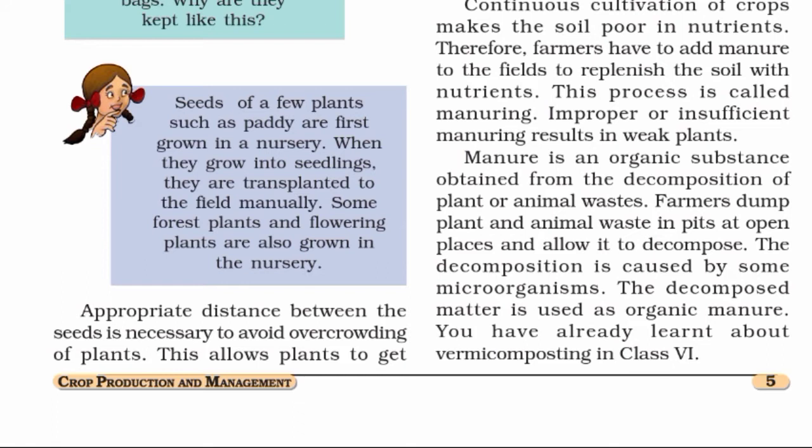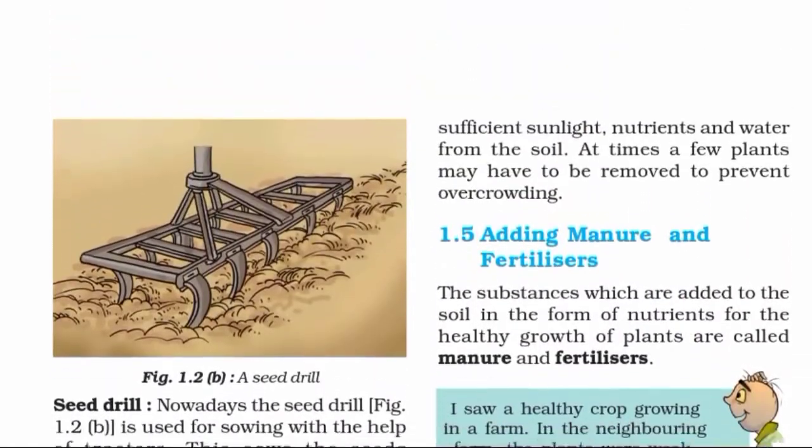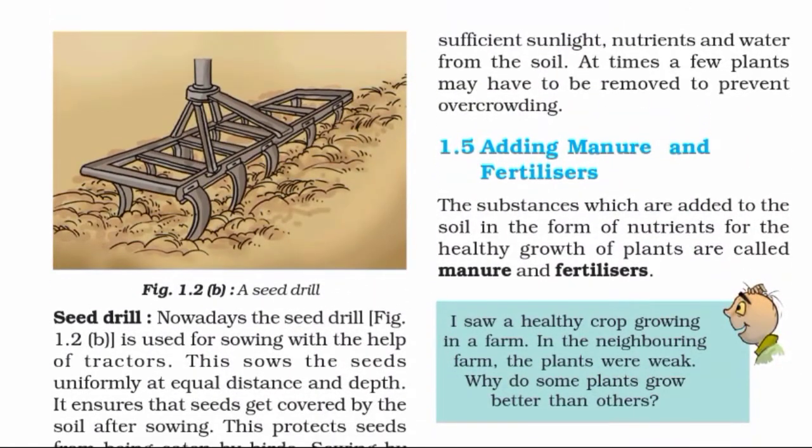Appropriate distance between the seeds is necessary to avoid overcrowding of plants. This allows plants to get sufficient sunlight, nutrients and water from the soil. At times, a few plants may have to be removed to prevent overcrowding.